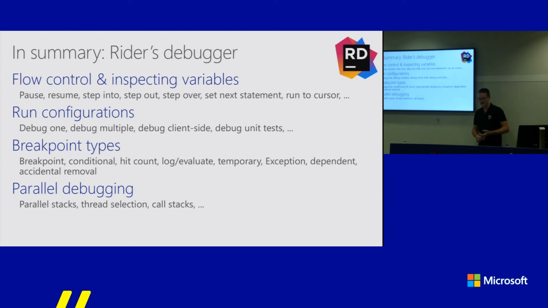In summary for this talk, thank you for being here again. If you want to try out Rider, all the things that you expect are in there. Flow control, where you pause, resume, step over, step into, step out, set the next execution point, and so on. We have this concept of run configurations, where you can create one, can create multiple, start two parts of your application at the same time, do front-end and back-end debugging at the same time, and so on. So those are in there. We have the different breakpoint types that you would expect, a regular breakpoint, conditional breakpoint, and so on, but also things like these dependent breakpoints that can really help you build a flow in the debugger that makes it easier to debug the more complex cases in your business logic.